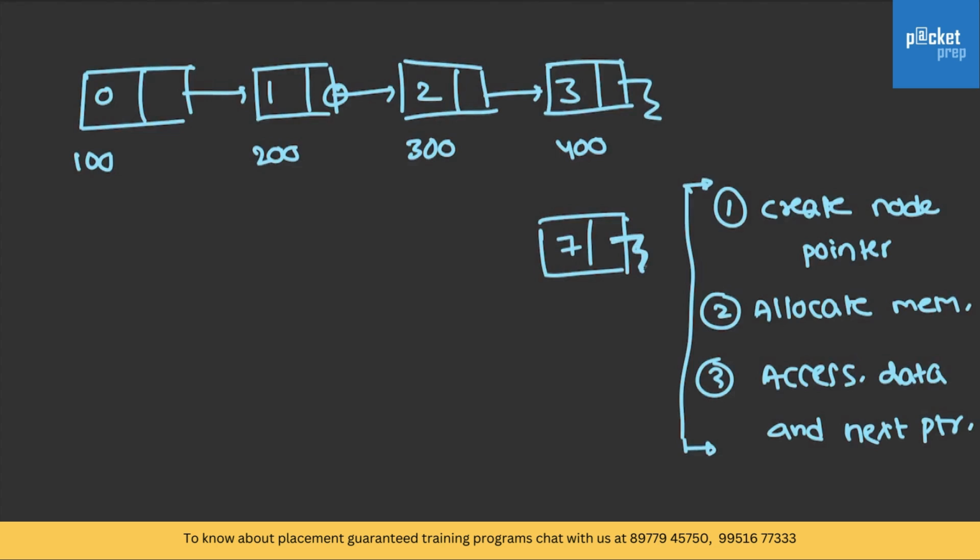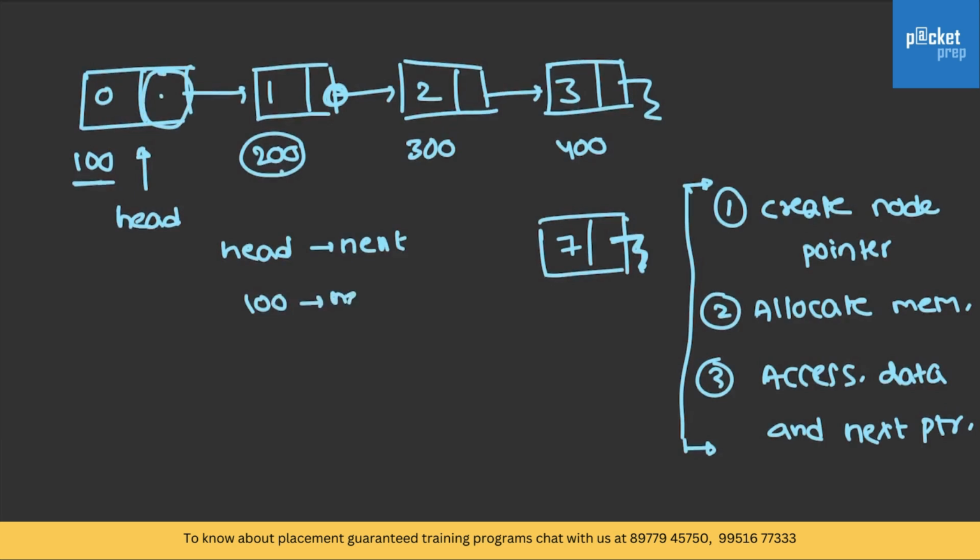Now, let's say this has to point after 1. For that, we know that we only have access to the head pointer and nothing else in the list. Head pointer is actually at 100. If I want to move to this location, I can move by using head arrow next. As head is 100, 100 arrow next refers to this location. This location is actually 200. So 100 arrow next will give me 200.